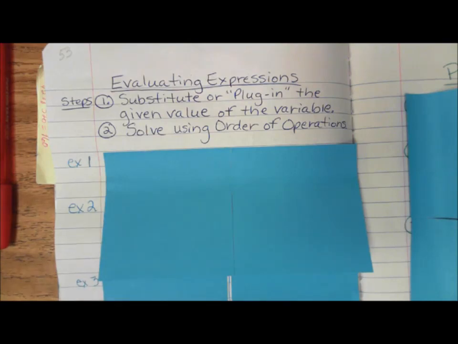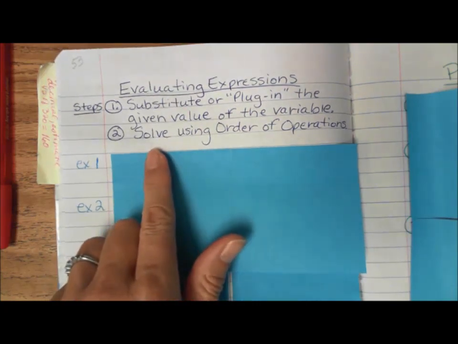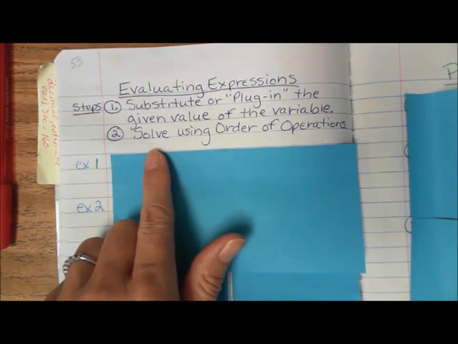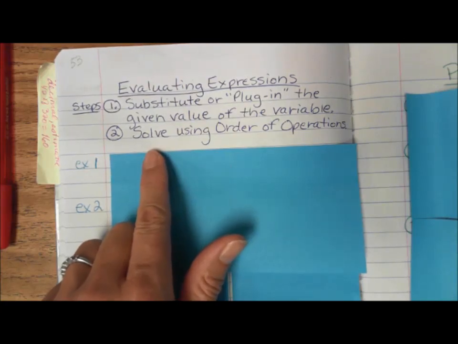Okay, and we've talked about two different types of expressions. We talked about numerical expressions like 5 plus 4, just with the numbers. And then we've talked about the algebraic expressions, which we're going to evaluate today, like a plus 2. That variable a, we're going to give it a value. So go ahead and pause the video, copy steps 1 and 2 down, and then come back on and we'll work through some examples.